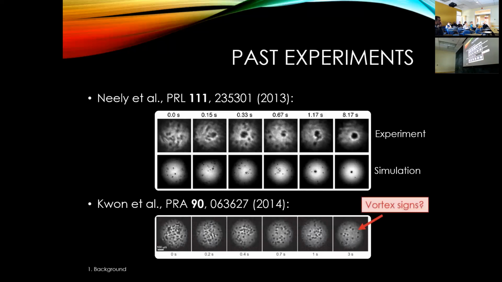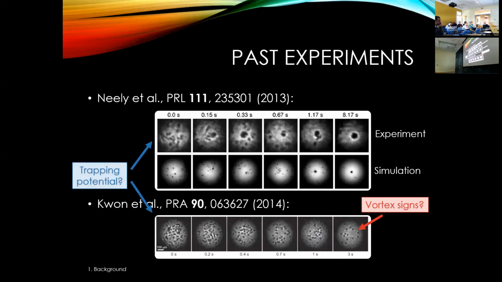So one of the major limitations was that the vortex signs weren't known. There was no known way of actually obtaining the vortex signs from these images. These are just density images of the cloud, so you don't actually have any phase information from the wave function, and that will tell you the actual circulation of each vortex. So that was one major setback.